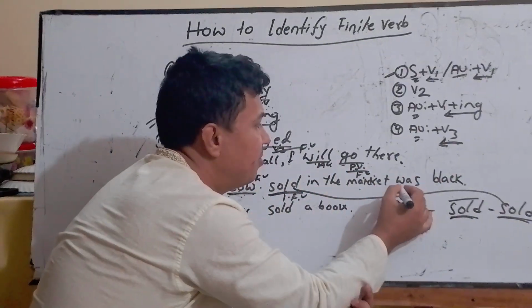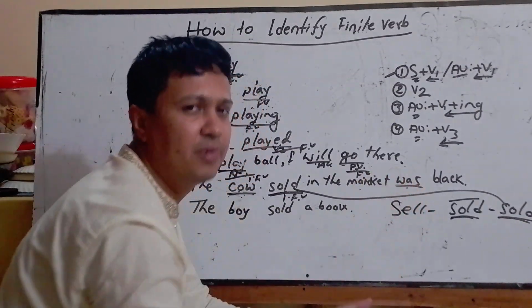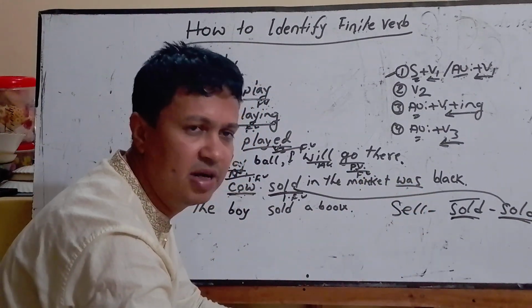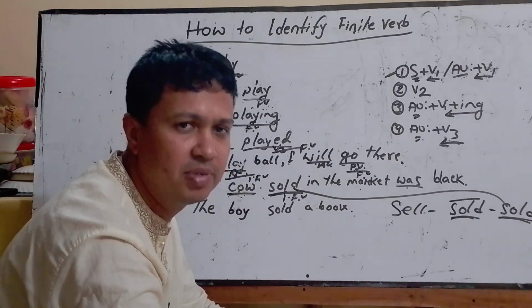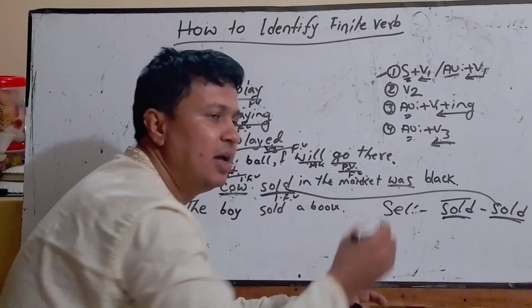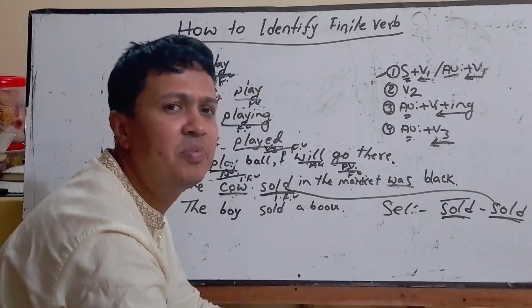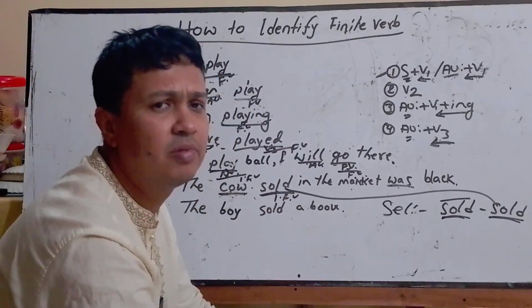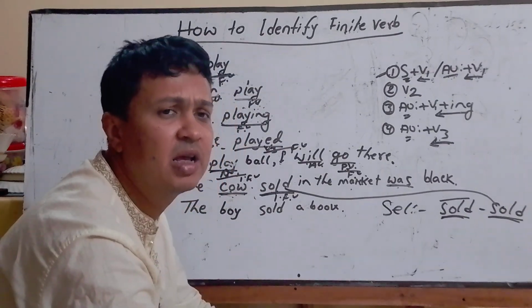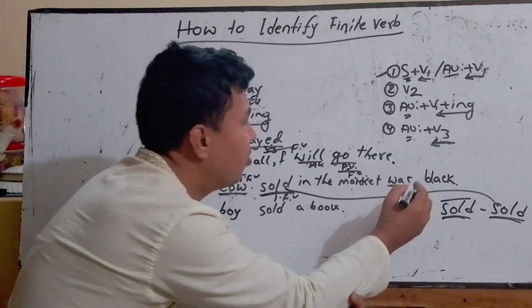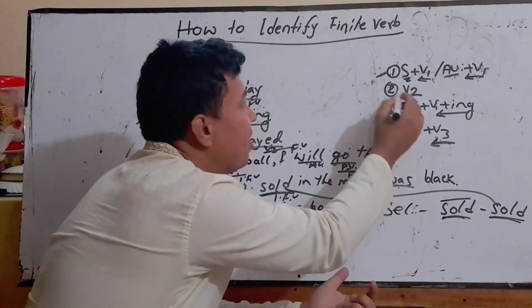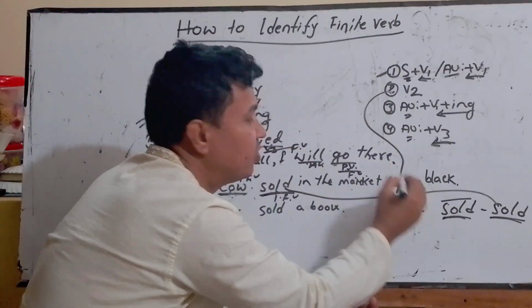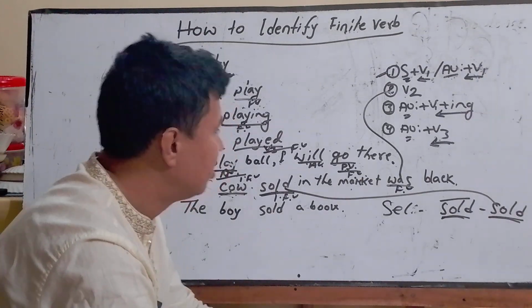There is also a verb. It is not an auxiliary verb. You may think this is an auxiliary verb, but it is not. It is a principal verb in this sentence. An auxiliary verb is one kind of verb which will help the principal verb. But here "was" has not helped any principal verb. That's why "was" itself has become a principal verb in this sentence. And "was" is verb 2, and verb 2 is always a finite verb. That's why this one is a finite verb.